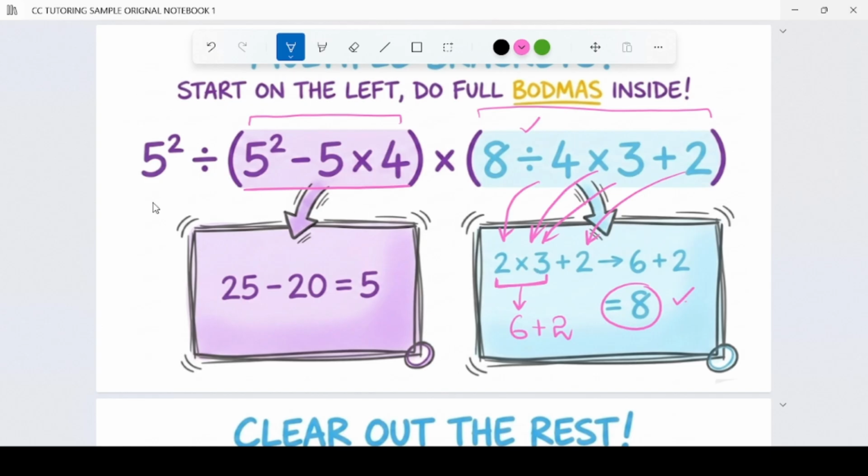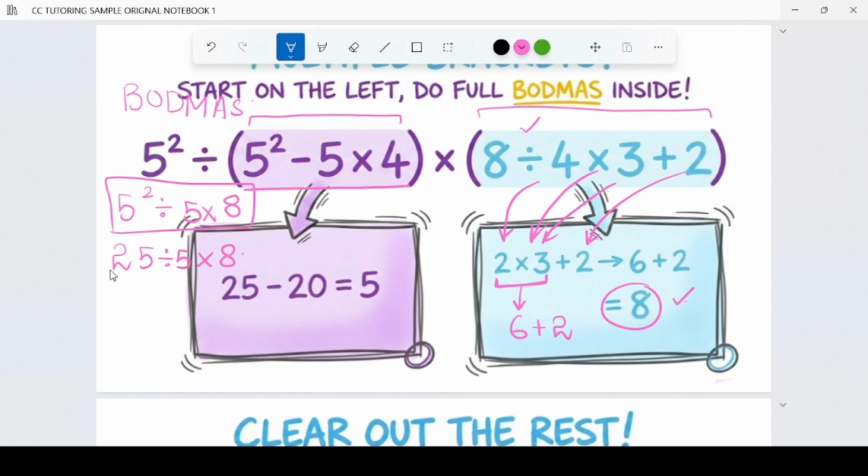And when we are done with this, 5 squared divided by, for this bracket I got my answer 5, and for this bracket I got my answer 8. Now this is my simplified equation. To solve it, according to BODMAS, brackets come first, and if there is no bracket, order. So 5 fives are 25 divided by 5 multiplied by 8.